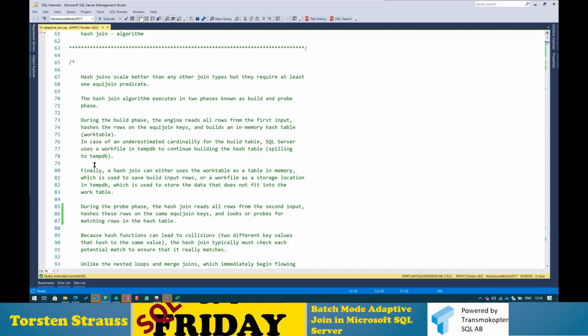This for sure can lead to several performance issues, but I do not want to talk about this. First of all, you should understand that we have a so-called build phase where SQL Server creates a hash, or selects a hash function, which can be, I don't know how many hash functions SQL Server can use. I have no clue.